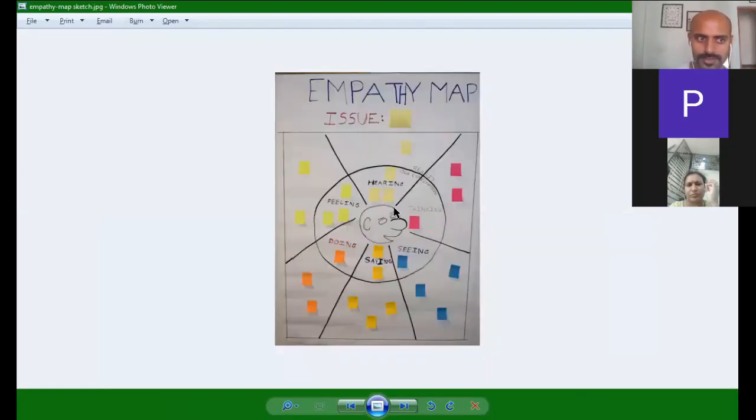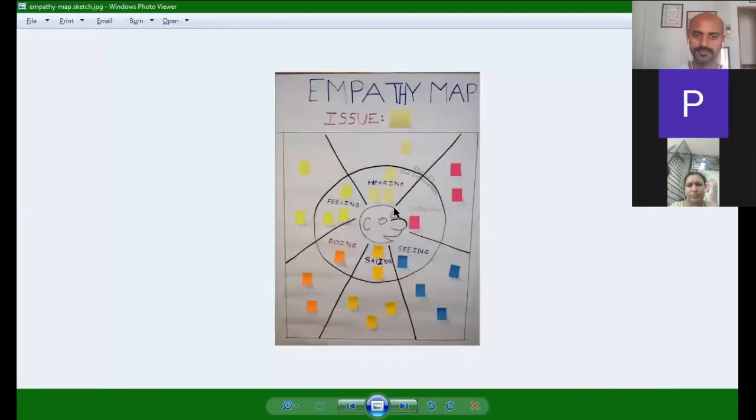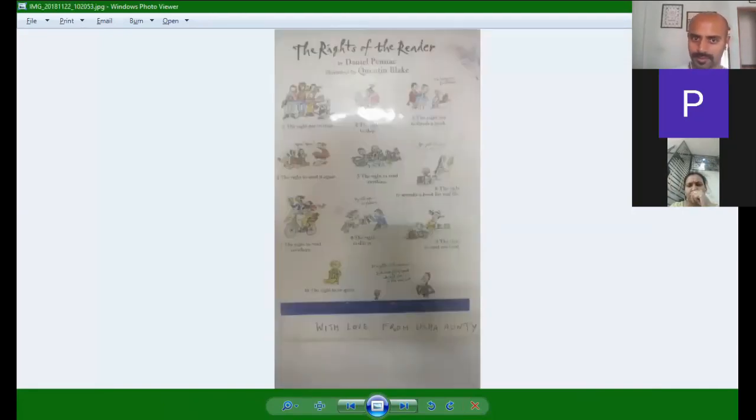So yeah, we finished two forms of empathy map: a complicated one which can be done with elder children, a simpler one which can be done at any time with anyone, and a list of library quotes. There's also another thing that I wanted to share.